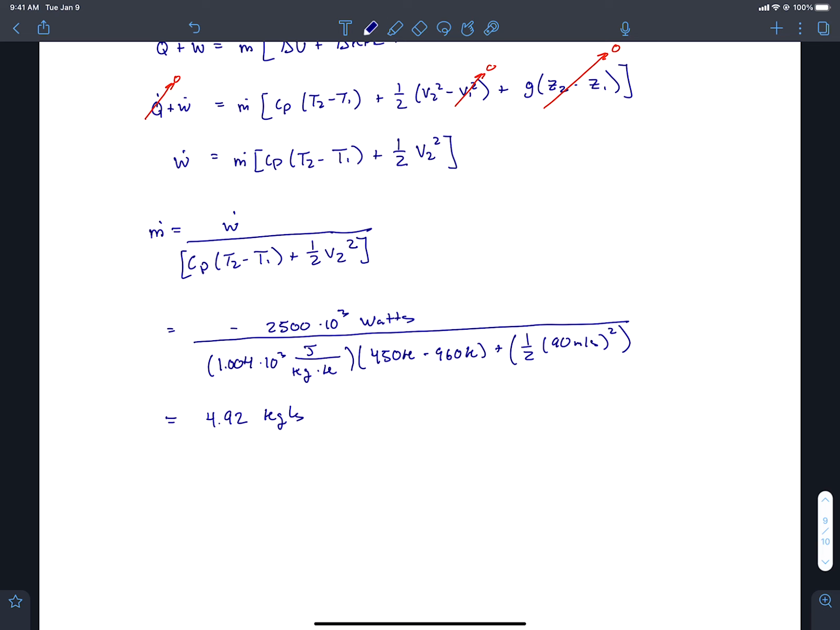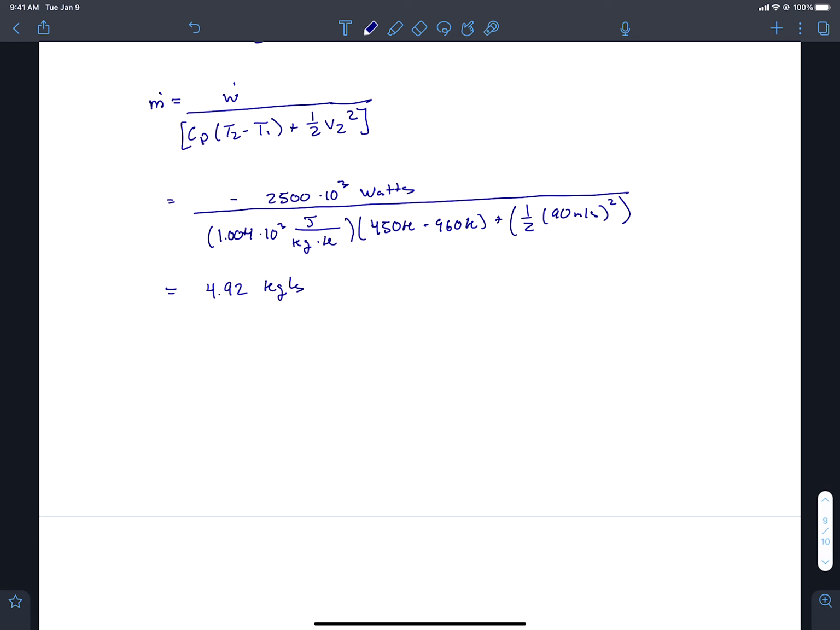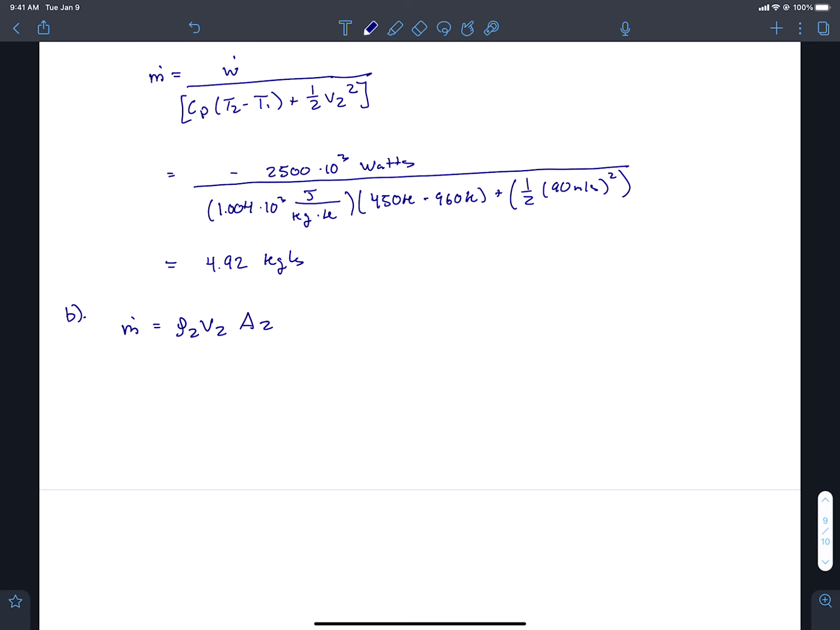Oh, okay. All right, so part B. So we have m dot equals rho 2 v2 a2 because we're trying to solve for a2. So the thing that we don't have though is we can't assume the density at the exit because the temperature's changed, so we can't just go to the back of the book and use a different density. So what we have to do is we have to use another kind of obscure relationship.